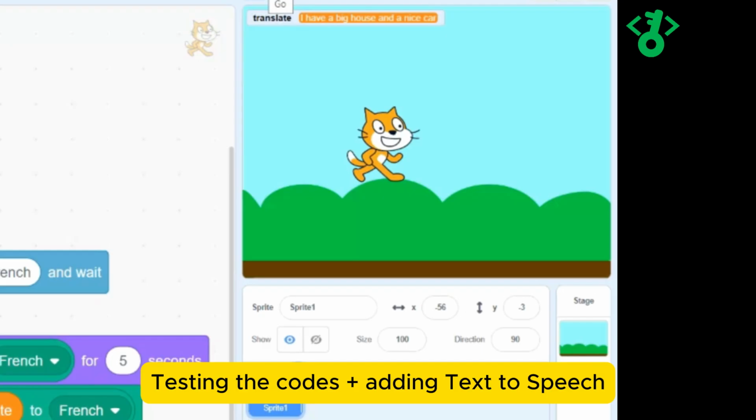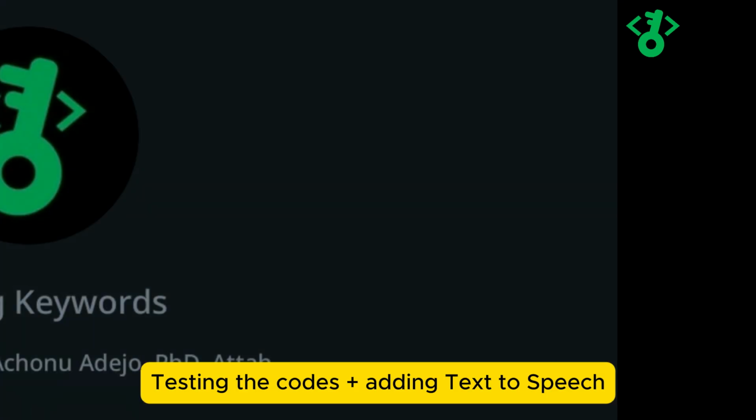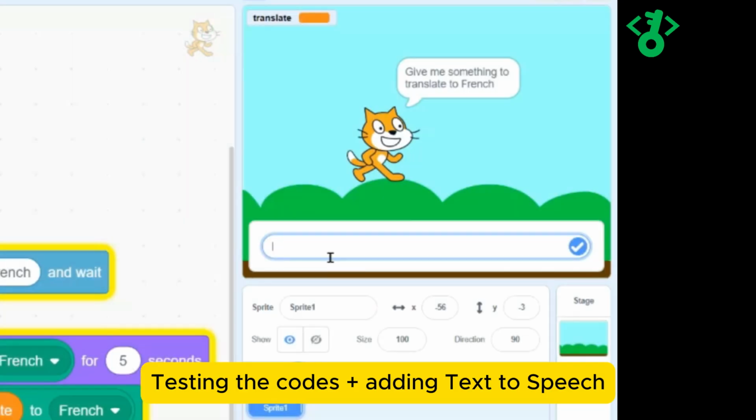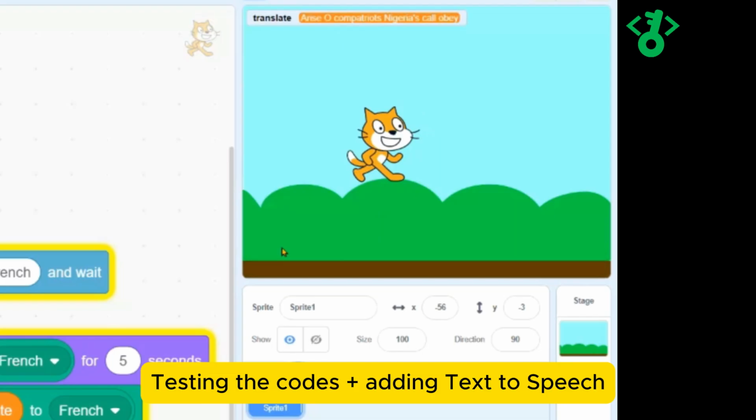So I click on the green flag, give me something to translate to French, and let me say, okay, so I'm going with the national anthem of Nigeria, the old national anthem. So we're going to see how this can be translated to French, and we're going to hear it as well.